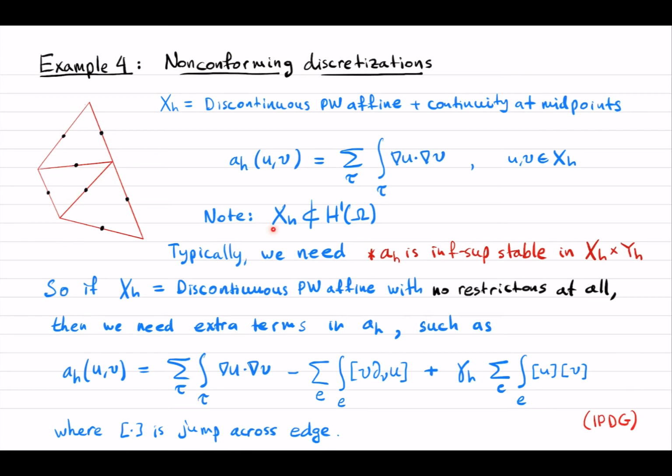So obviously the finite element space is not even in H1. For the Nitsche method, for example, the finite element space was at least in H1, but in this case now not even in H1 because there is discontinuity.